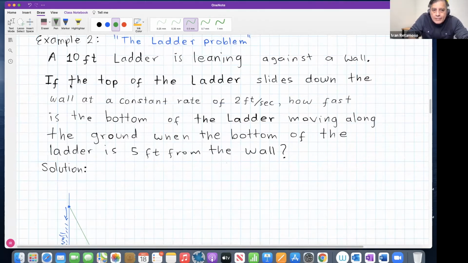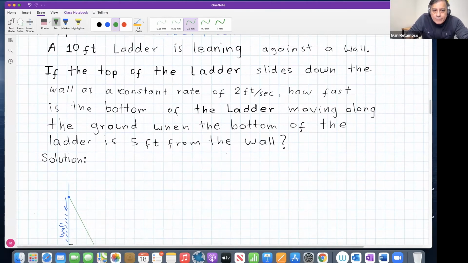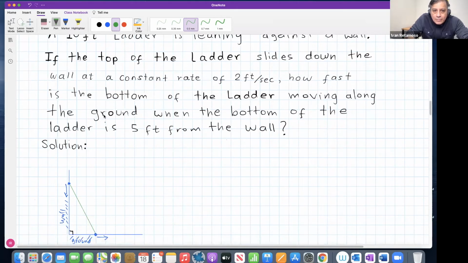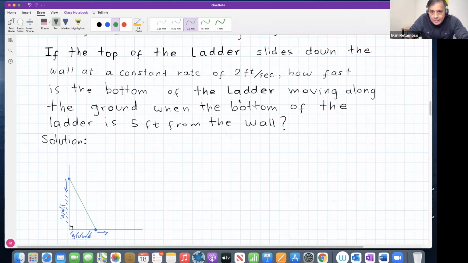Example 2, it says, a 10-foot ladder is leaning against a wall. If the top of the ladder slides down the wall at a constant rate of 2 feet per second, how fast is the bottom of the ladder moving along the ground when the bottom of the ladder is 5 feet from the wall?